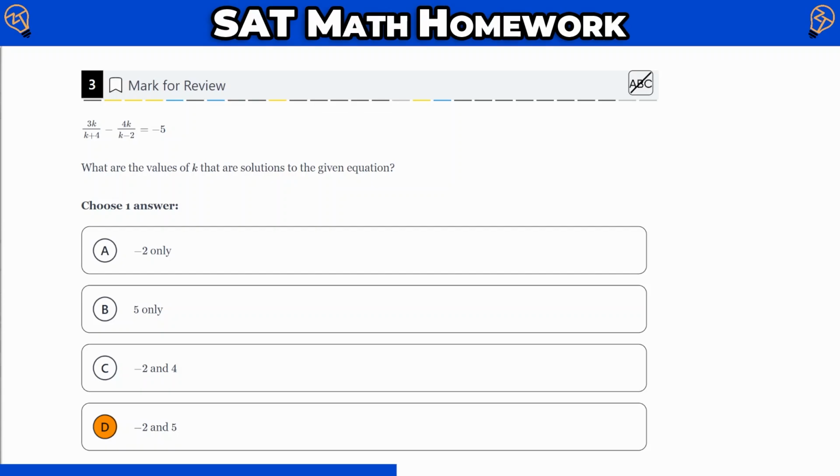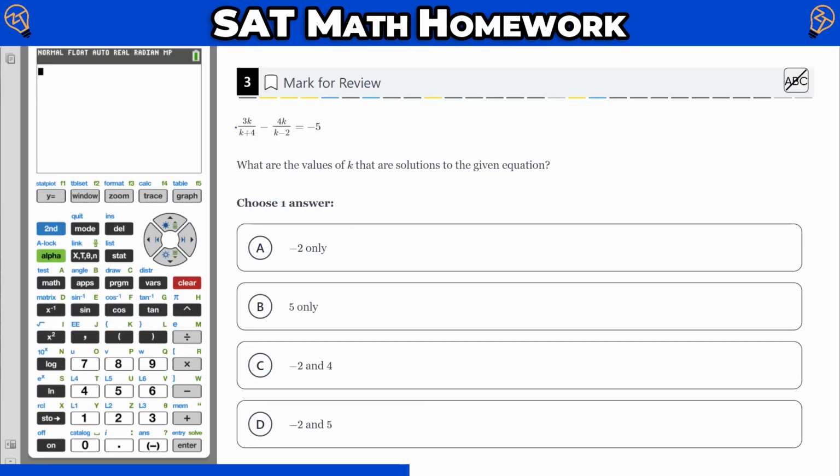Now, if you're wondering, well, how could you have done it by hand? It's a good question. This is a little bit tedious, to be honest. If I were doing it by hand, I would go ahead and get a common denominator, which ends up being the product of the two.